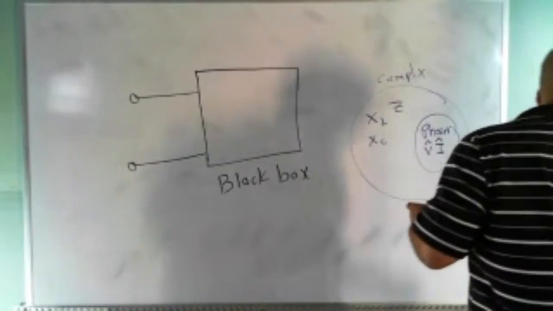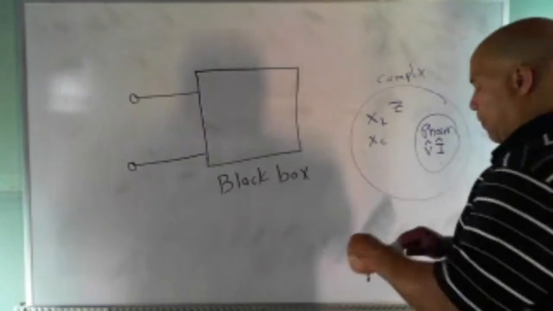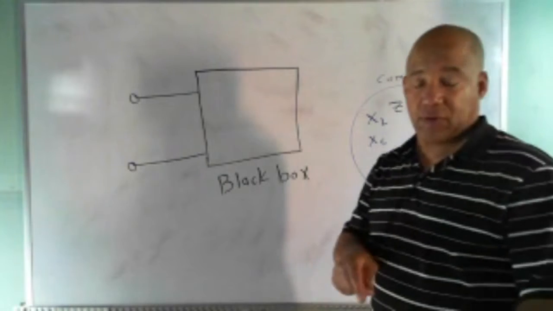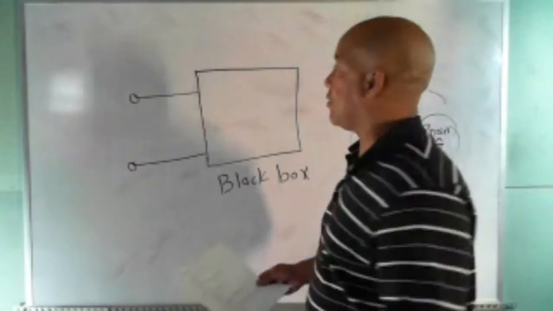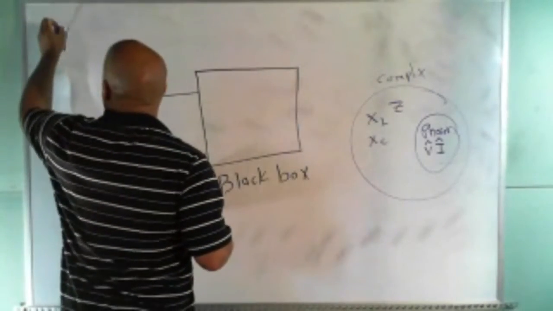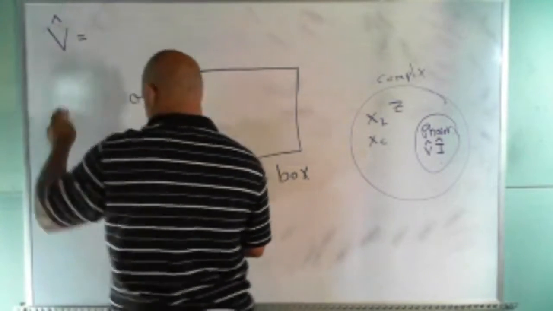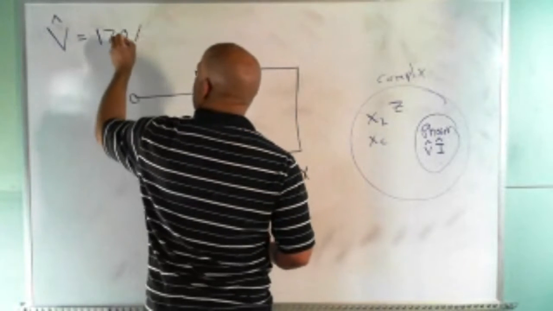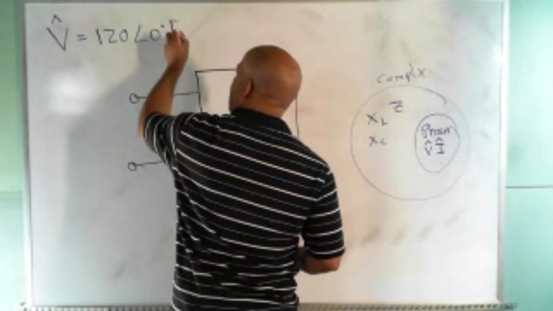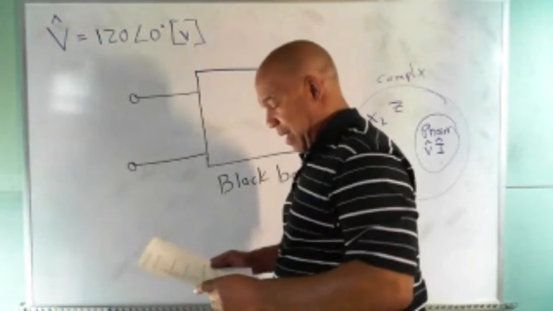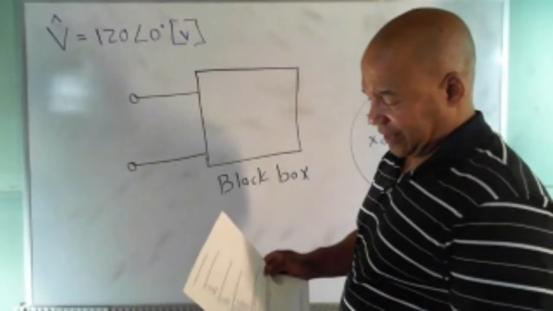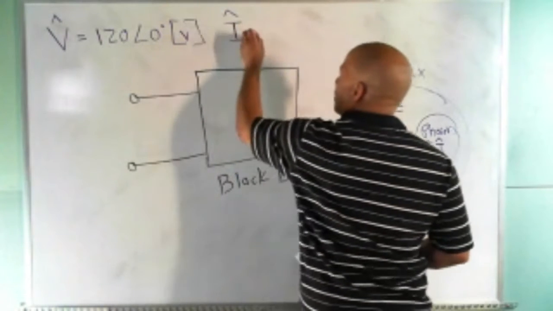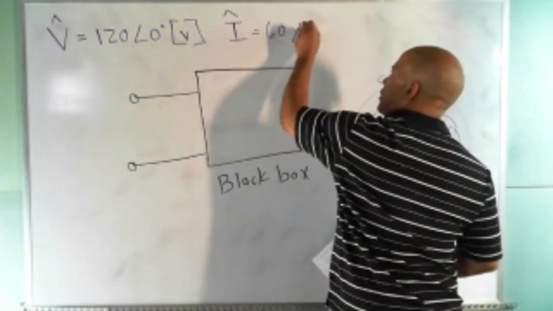So they give me V. Now on the paper, I didn't know how to make that little hat over a letter, so I just bolded it. You'll notice that V is bolded to indicate it's a phasor. So what I know about the black box is my V phasor is 120 angle 0, and my I phasor is 60 at an angle of 70.